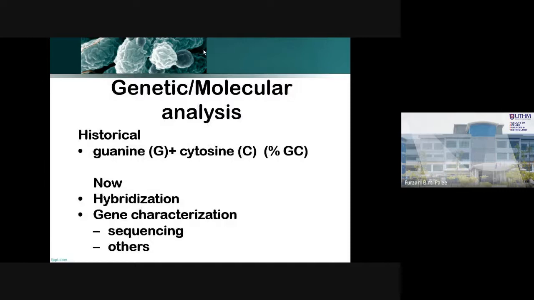Next one is on the molecular characteristics. Previously, historically, usually we used the percentage of the GC, or the guanine and cytosine. But right now, due to modernization, we can use the hybridization technique or analysis, and also the gene characterization in order for us to characterize the bacteria at the molecular level.